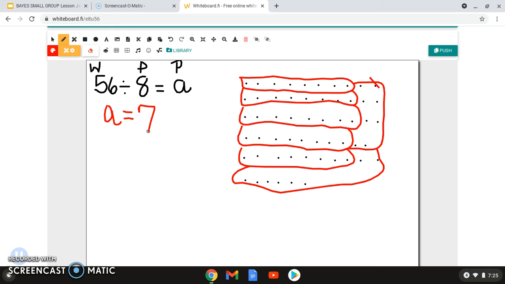But I can also use just my knowledge of repeated subtraction, taking away the number that I know from the original problem. So I know that I have 56, and I want to take away 8 each time. Again, the picture shows me taking away those 8, but I want to show you what it looks like with just numbers. So 56 minus 8 equals 48, minus 8 equals 40.